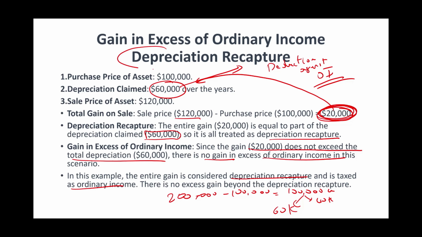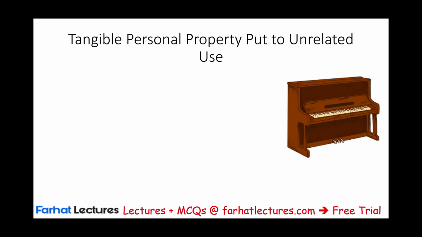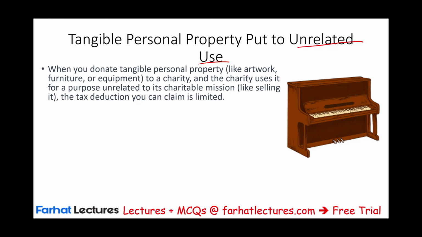And depreciation recapture is something you have to be familiar with as a CPA exam candidate. How about tangible personal property put to unrelated use? What does that mean? When you donate a tangible asset like artwork, furniture, equipment, or a piano to a charity, and the charity uses it for a purpose unrelated to its mission, like selling it, the tax deduction you can claim is limited.